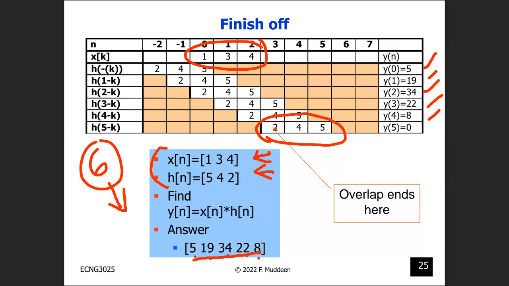All right, so if X had 15 and H had 20, 20 plus 15 is 35, the convolution would have 34 numbers in it. So later on when you're doing these kinds of things, if you're getting more values than one less than the total number of values in X and H, then you made a mistake somewhere.